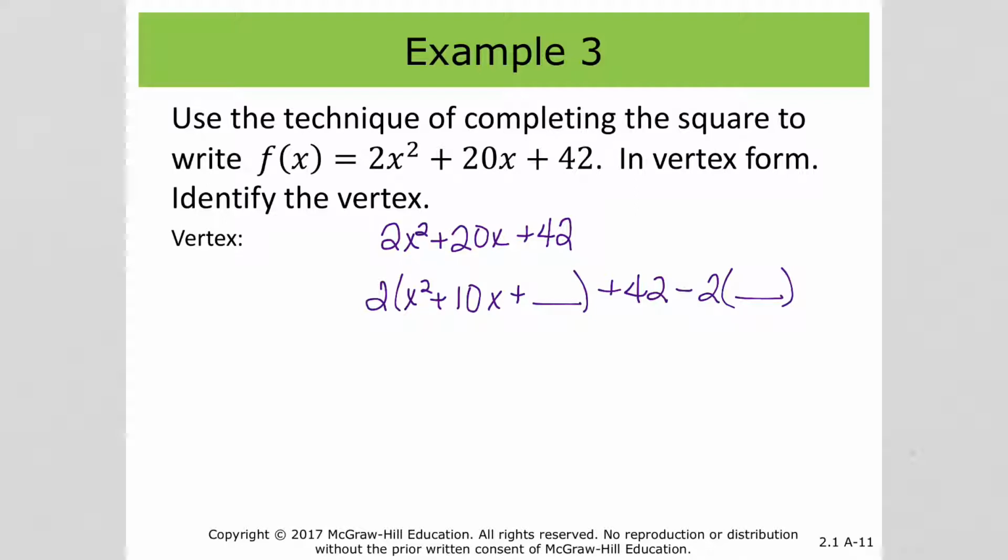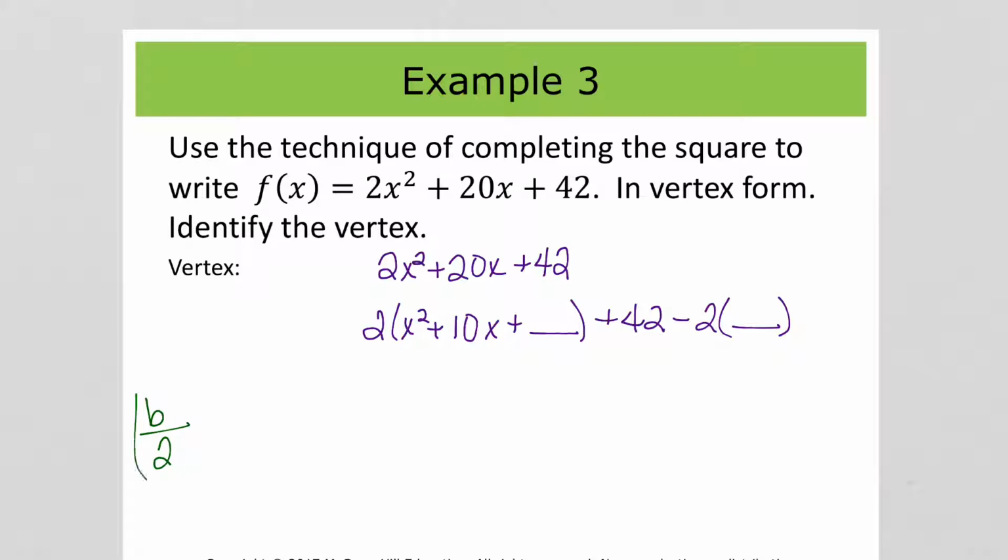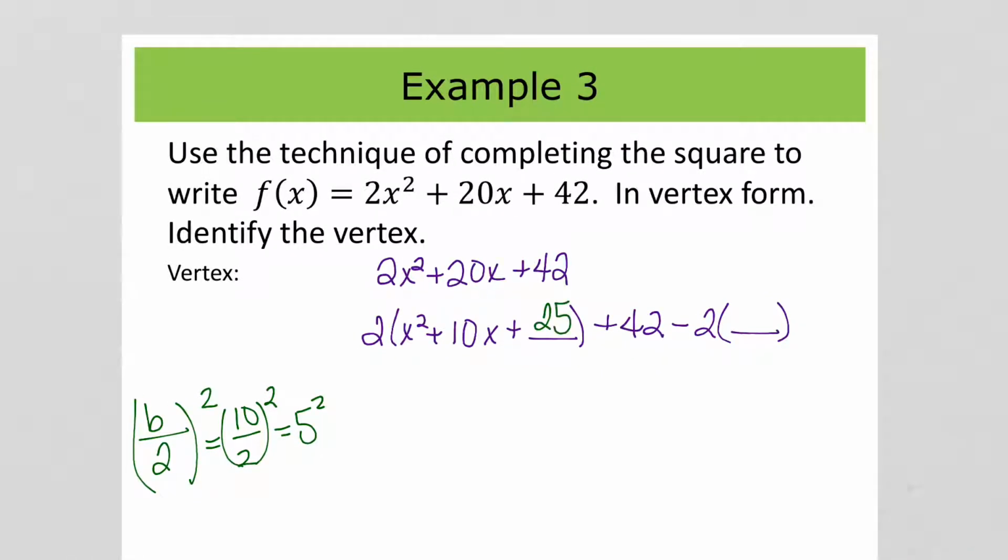Remember, we take b squared over 2. Okay, so it's b over 2 squared. So that'll be 10 divided by 2 squared. 10 divided by 2 is 5, and 5 squared is 25. So that's what goes in our spaces there.